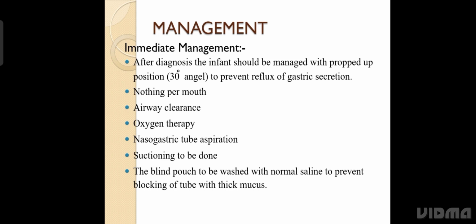Then airway clearance should be done, as we have seen that there is a lot of secretion in this case. Airway clearance is done with the help of suctioning, and oxygen therapy should be given to prevent cyanosis, as the baby is struggling to breathe. Then nasogastric tube aspiration can be done. The blind pouch should be washed with normal saline to prevent blocking of the tube with thick mucus, as thick mucus can accumulate at that place.